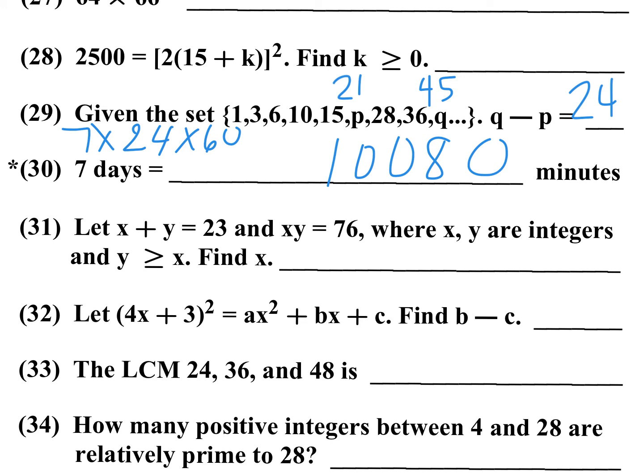Number 31, x plus y is 23 and x times y is 76. So the key here is to factor out 76. And we said earlier in the test, 19 times 4 is 76. So 19 plus 4 is also 23. So this could be 4 and this could be 19, or the other way around. Now look at this. Y has to be bigger than x. So if y is 19, x is 4. They want the value of x. So that would be 4.